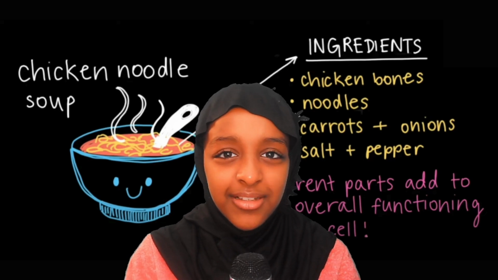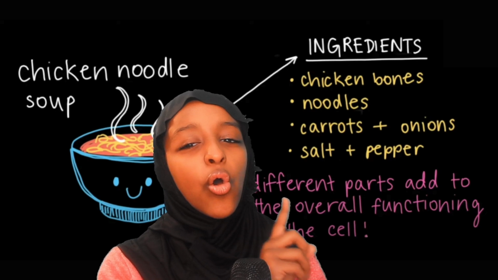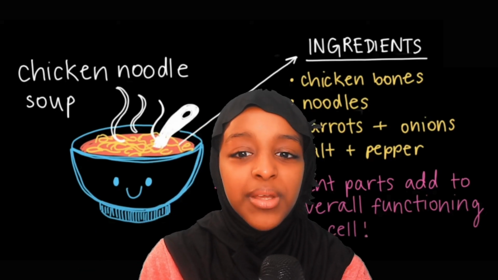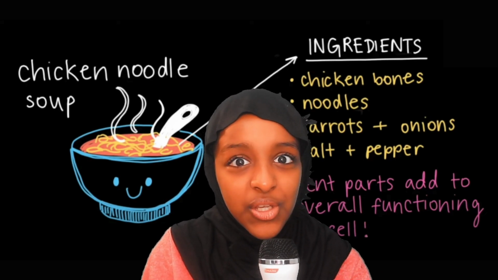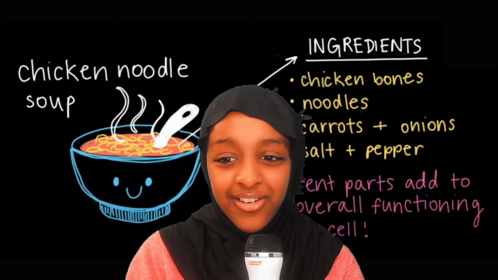Right here, it says different parts add to the overall functioning of the cell. Let's rewrite this, but using chicken noodle soup. Different ingredients add to the overall taste of the chicken noodle soup. This is why chicken noodle soup and cells are very similar.